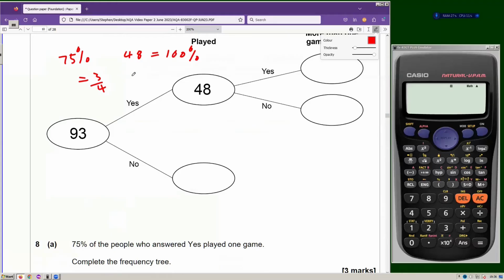So 3/4 times 48. Well, that goes into there 12 times. 3 12s, 36. So 36 goes in here. 12 go in here. And we know that 93 played altogether. All right, yes. And we just do this one down here. So we just take 48 from 93. I could use the calculator, but I'll do it this way.